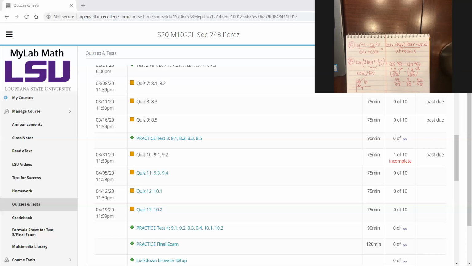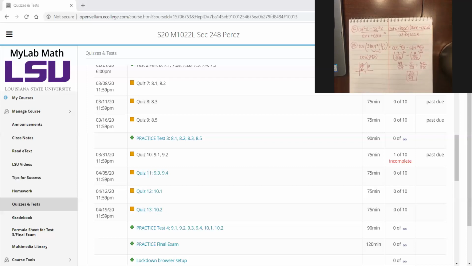I guess 4 goes into both of those. Nope, 4 does not go into 58. So let's just do 2. 40 divided by 2 is 20. 58 divided by 2 is 29. I think that's as far as it can be simplified. Oops, sorry. 20 over 29.